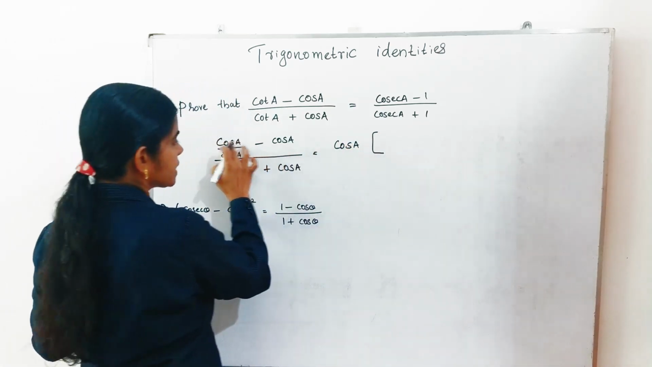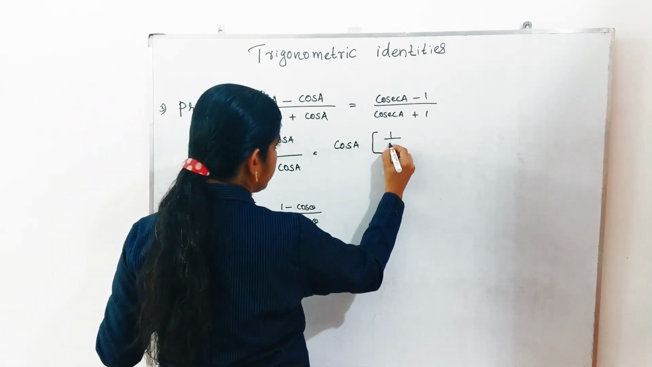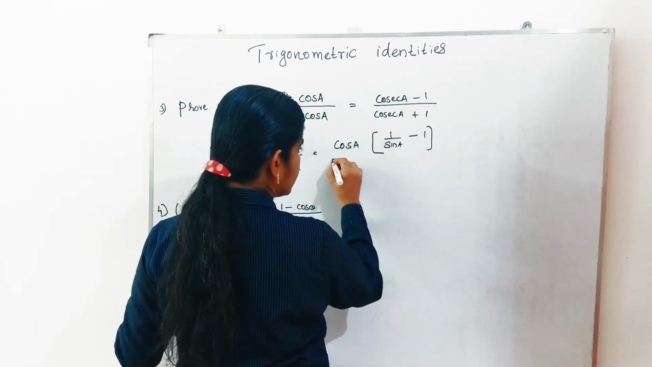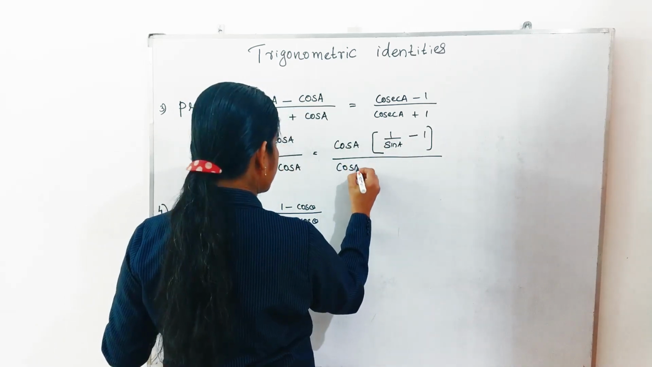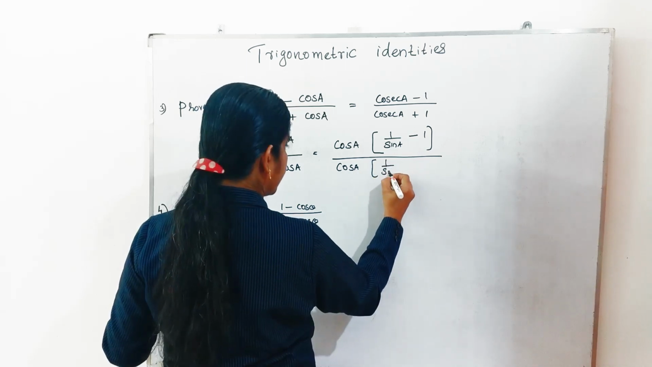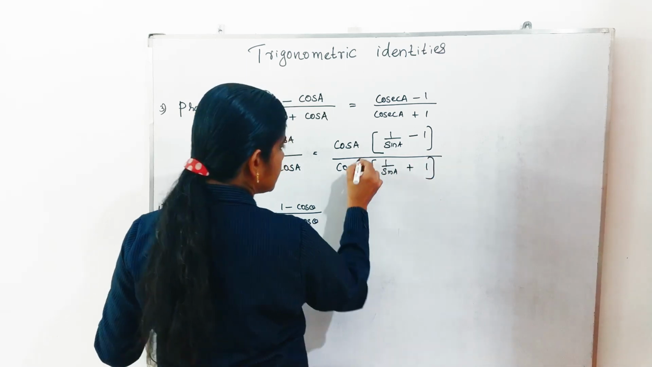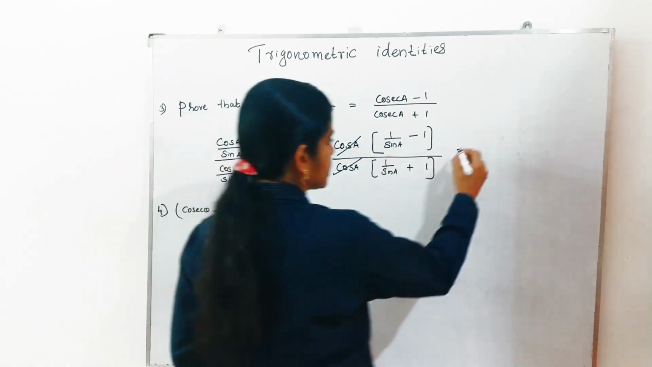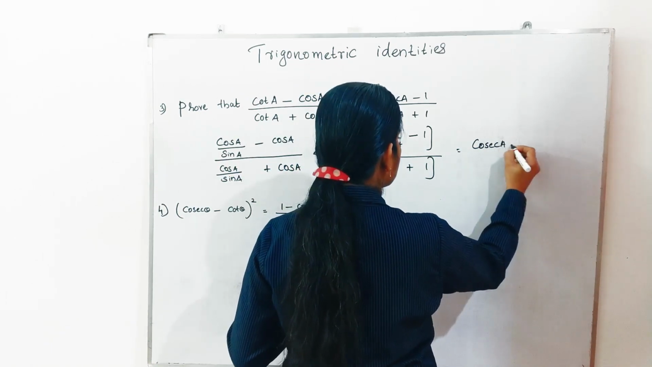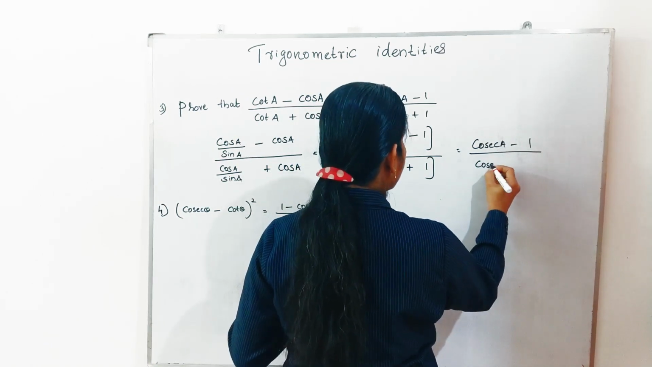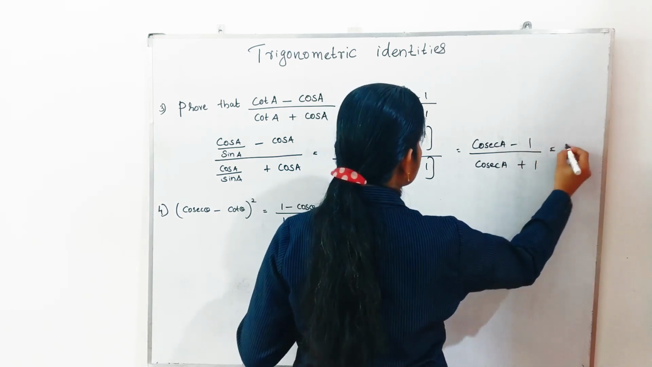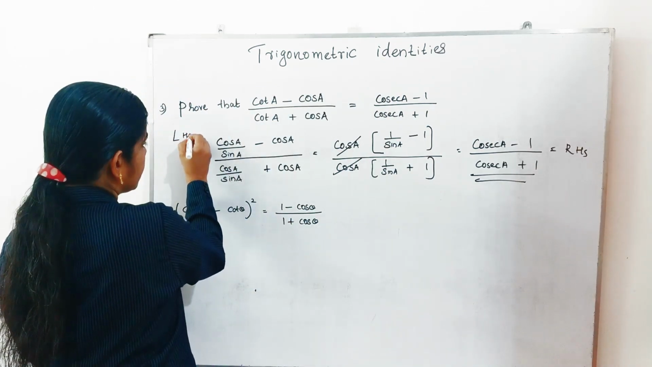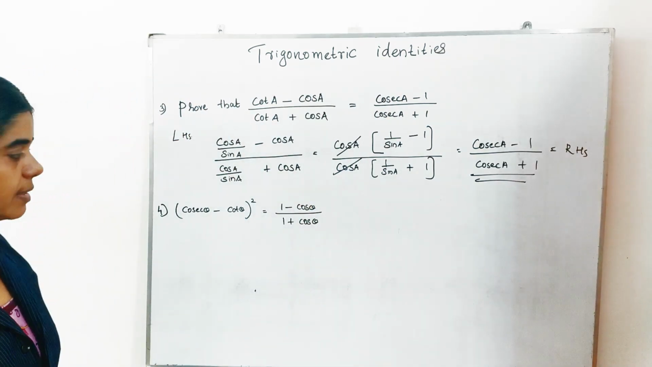Here what is remaining? Cos A is already outside, so here will be 1 by sin A minus 1, divided by cos A into 1 by sin A plus 1. This and this we can cut. 1 by sin A means cosec A. That is equal to cosec A minus 1 by cosec A plus 1. This is our RHS. Hence, it is proved. We started with LHS and we reached our result.